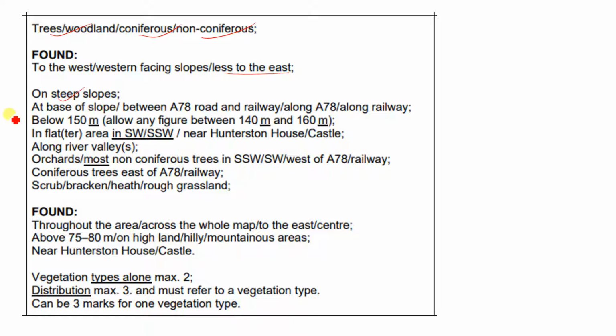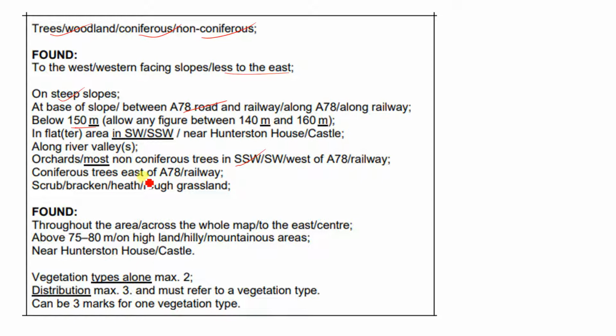We mentioned that at the base or between the A73 road and railway. We mentioned that. Now we did not mention the height. They are usually below 150. We didn't mention that. Most non-coniferous is in the south-southwest or southwest. I think we mentioned that, the southwest region.